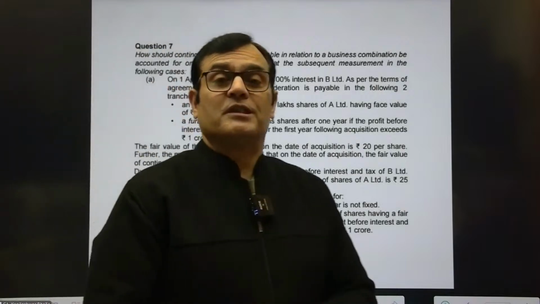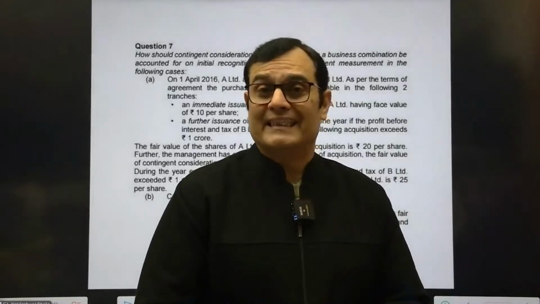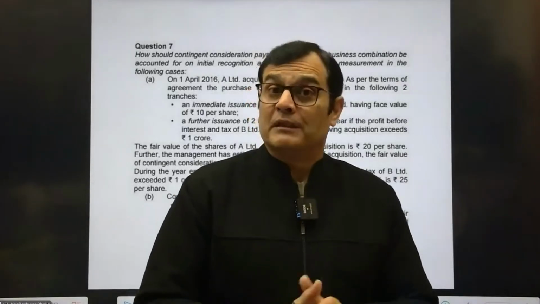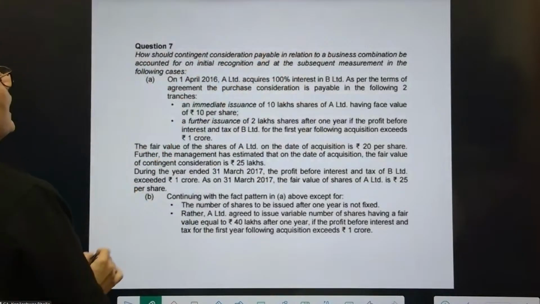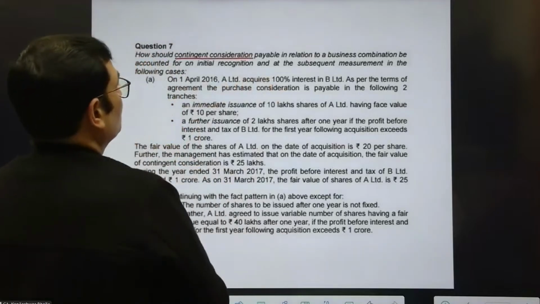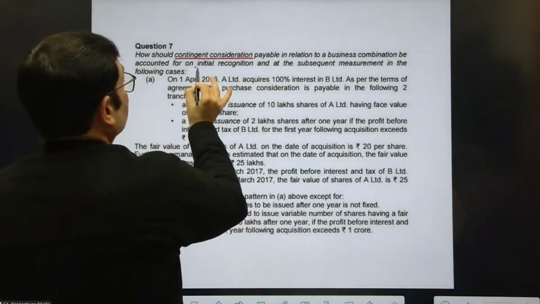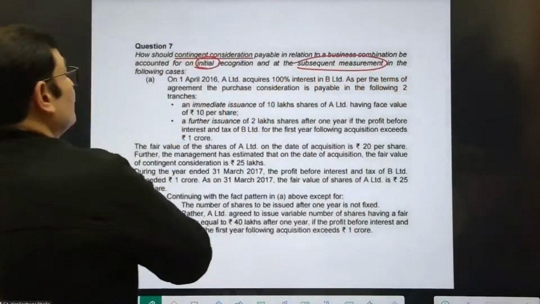This is one of the questions given in the education material issued by the Accounting Standards Board of ICAI on Ind AS 103. Many times people would say, sir, are we supposed to read the education material? No, no. This is only for reference, where I thought some good questions are there. Let's pick them up and do them in the classes. So let's read: how should a contingent consideration payable in relation to a business combination be accounted for on initial recognition and on subsequent measurement in the following cases?